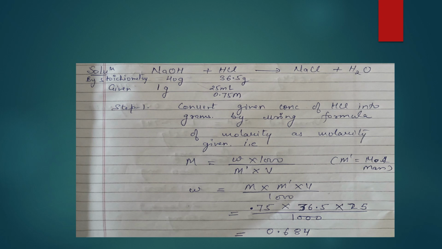Now we have 1 gram of NaOH only. So for 1 gram NaOH, how much HCl needs to react? We have to calculate the amount in grams of HCl by using the formula of molarity. So convert the given concentration of HCl into grams. The formula of molarity is W into 1000 upon molecular mass into volume. By putting the values, we get 0.684 gram of HCl.